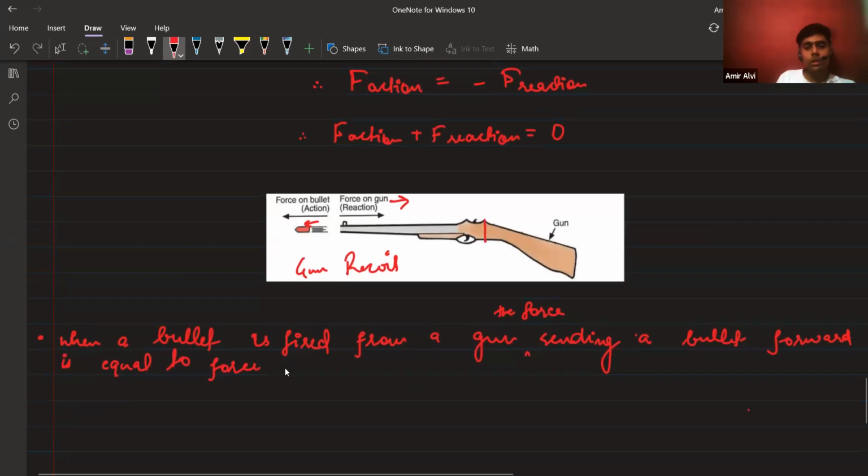Equal to the force sending the gun in the backward direction. Okay, everybody, is that clear to you? Yes, sir.